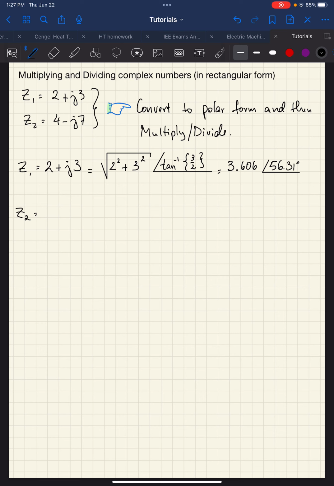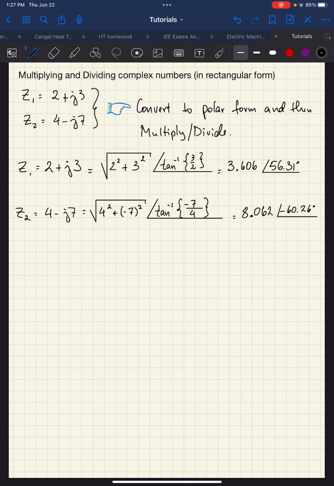Let's do the second one. Here we have 4 minus j7. Again, you take the real part, square it, add it to the imaginary part squared, and take the square root of that sum. That's your magnitude. Your phase angle is the inverse tangent of the imaginary part over the real part. In this case, you will get something like 8.062 at an angle of minus 60.26.